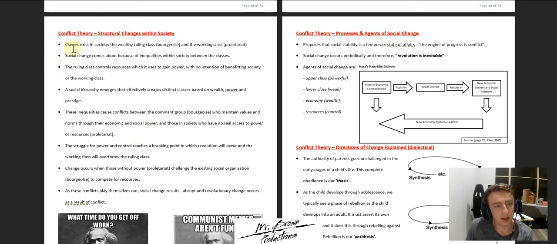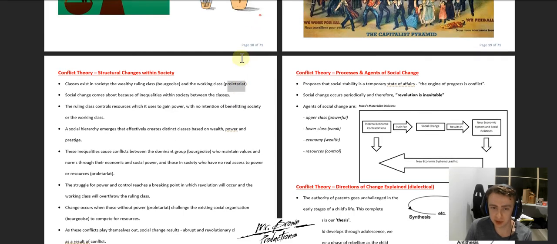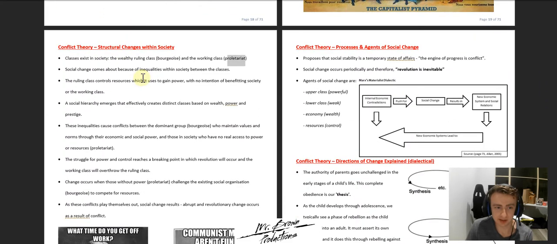So the first thing to understand is that classes, so I'd highlight this, classes exist in society. There's the wealthy ruling class and the working class. Now above wealthy ruling class, can you write upper class? Because that's what we'll refer to it colloquially. And above the working class, can you write the lower class? If you want to use the technical terms as well, we've got the bourgeoisie or bourgeois and the proletariat. So these are the technical terms that have been coined by Karl Marx here.